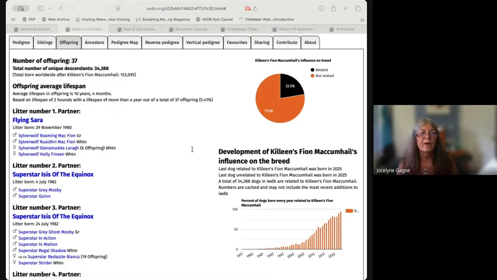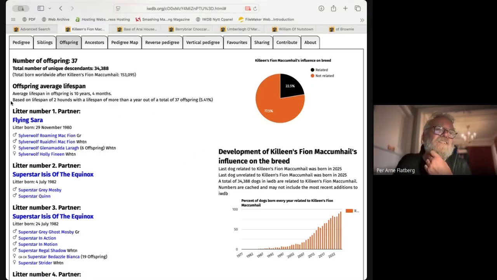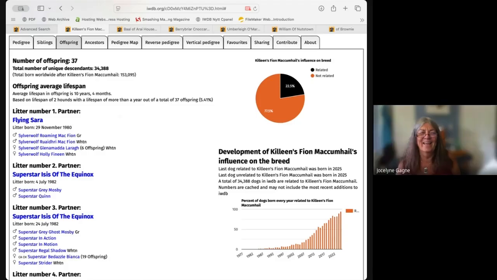Did you mean grandchildren as opposed to grandparents? I did mean grandchildren as opposed to grandparents, yes.